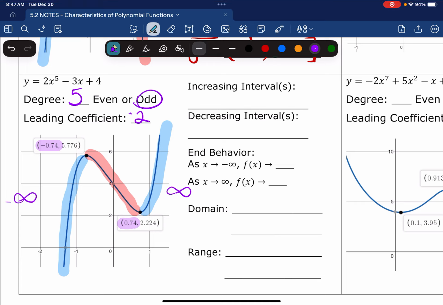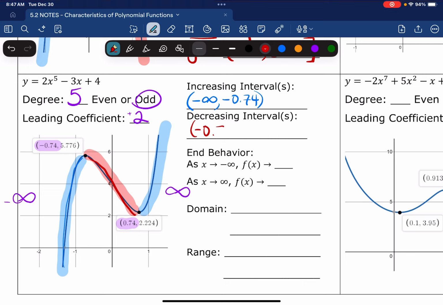All right, so this first blue section of our graph right here is increasing from negative infinity all the way to negative 0.74. Then it begins to decrease from negative 0.74 all the way to positive 0.74. And then it begins to increase again right here from 0.74 all the way to infinity.